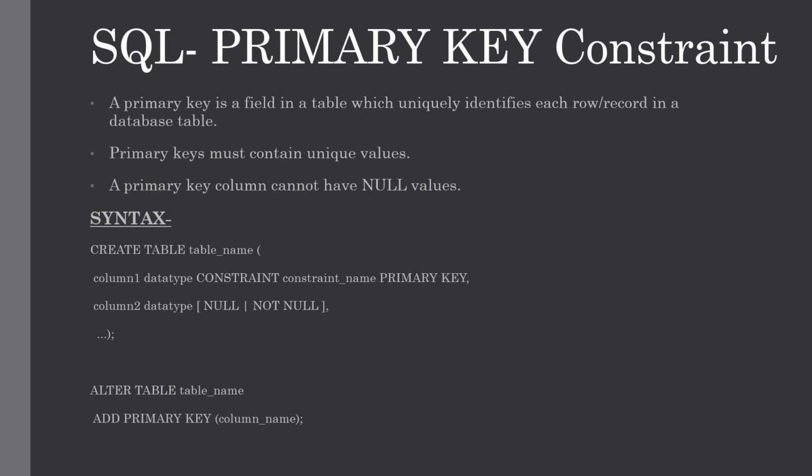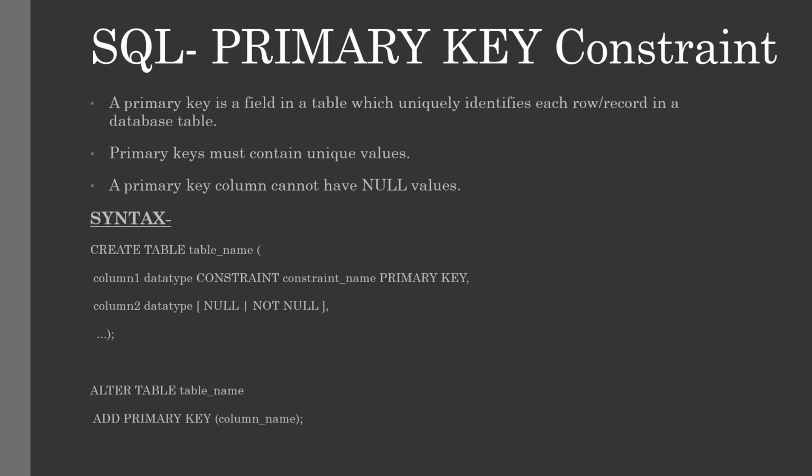A primary key is a field in a table which uniquely identifies each and every record in a table. There are two conditions for primary keys. First, primary keys must contain unique values. It will not take duplicate values. And the second condition is that a primary key column cannot have null values.